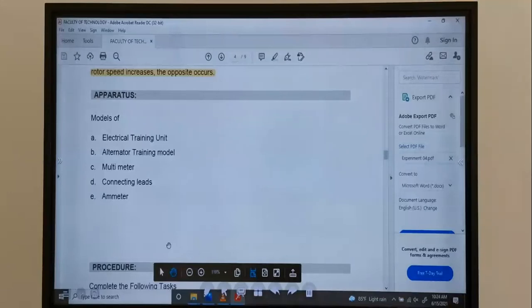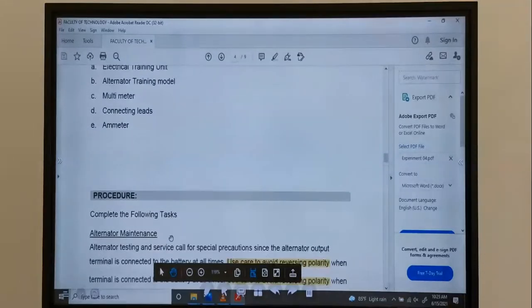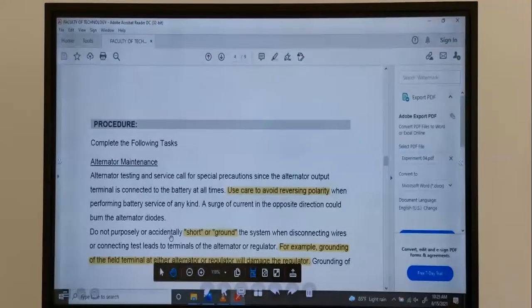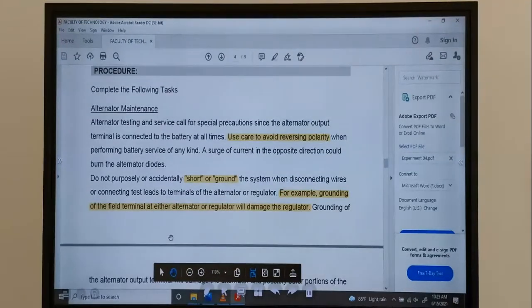So these are the apparatus of our lab set. It's practical. So for the procedure, we conduct some tests to check the alternator. Use care to avoid reverse polarity.